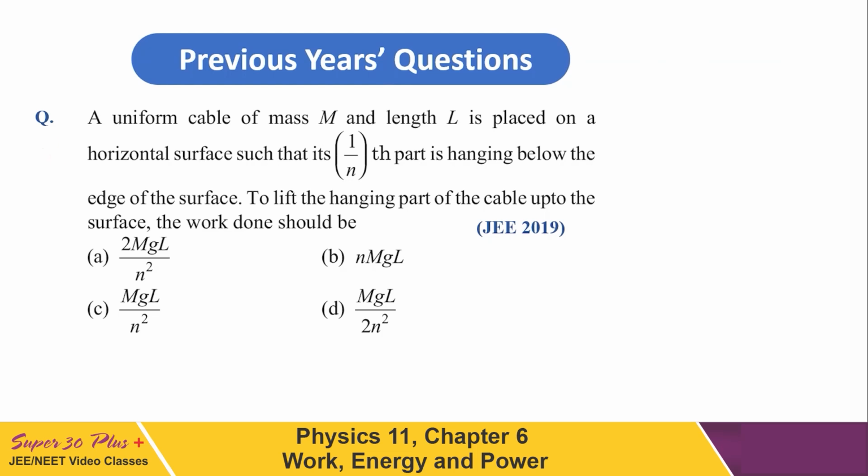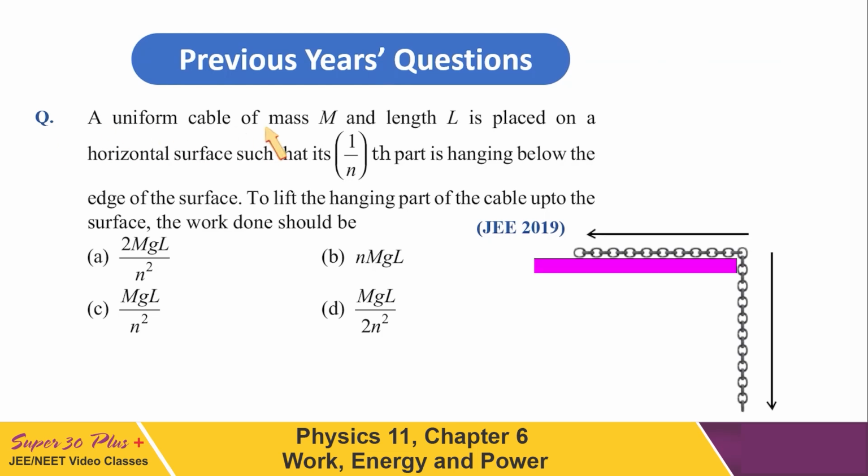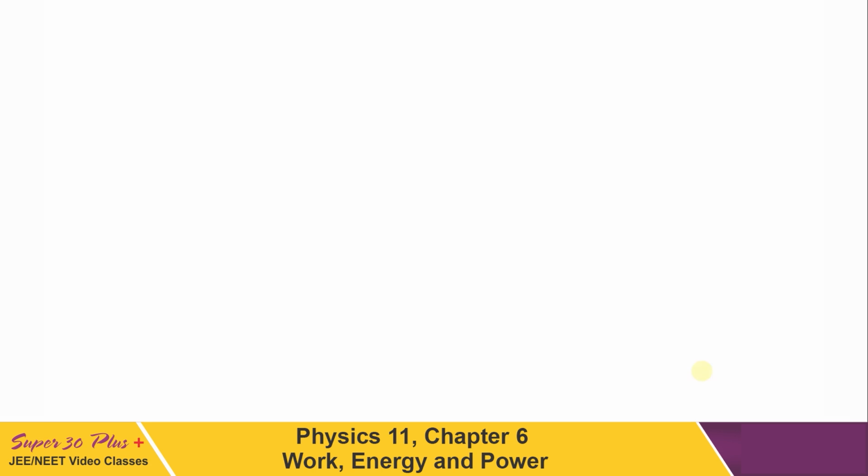The first question is, a uniform cable of mass m and length L is placed on a horizontal surface such that its 1/nth part is hanging below the edge of the surface. To lift the hanging part of the cable up to the surface, the work done should be, we have to calculate the work done to lift the hanging part onto the surface. Let's first draw the situation.